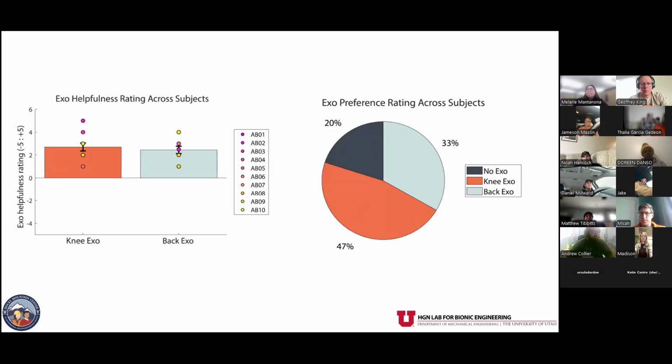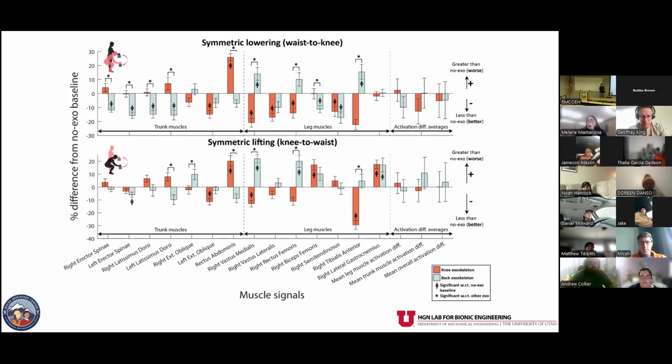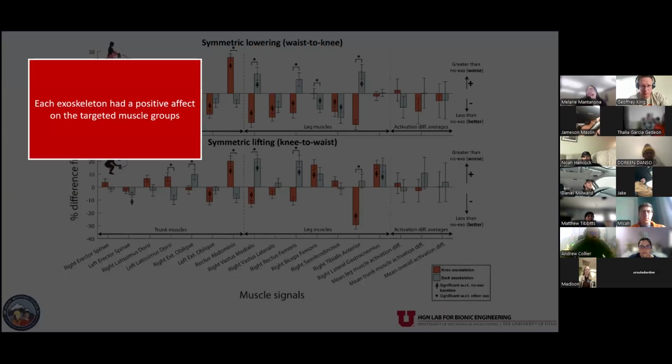And we kind of see this again in the exo preference rating. People did overwhelmingly like the knee exoskeleton, but they also did like the back exoskeleton, although the back exoskeleton didn't reduce metabolic cost. And moving on to the EMG results, this is a very big plot. It tells you a lot of things about what all the muscles are doing. And basically, they're just comparing and contrasting to the no exo condition what muscles were maybe activated more and what muscles were activated less.